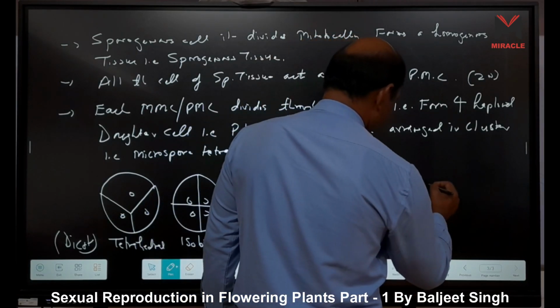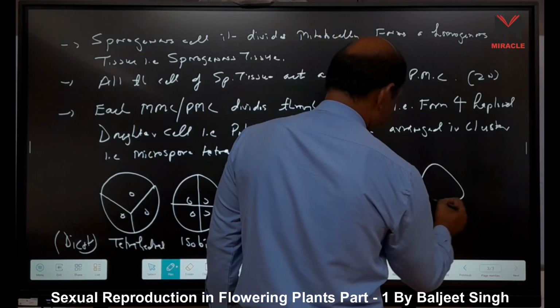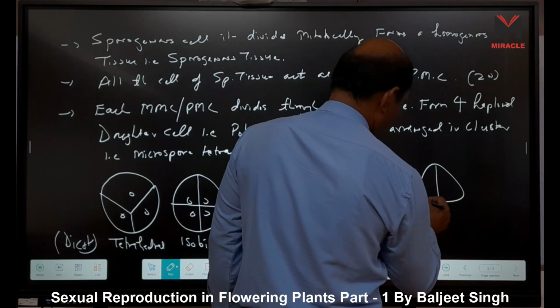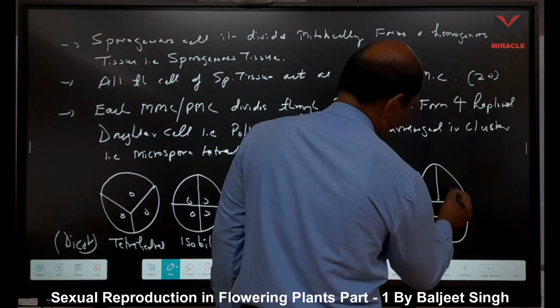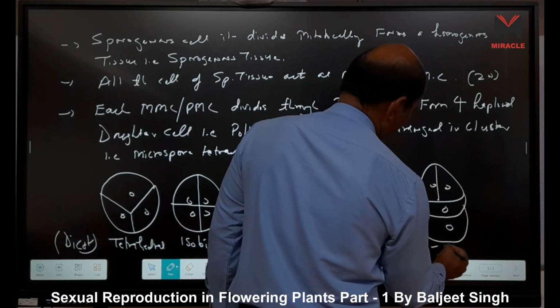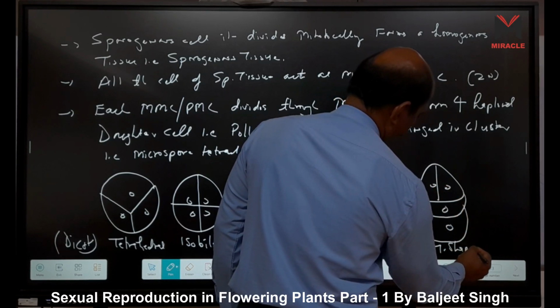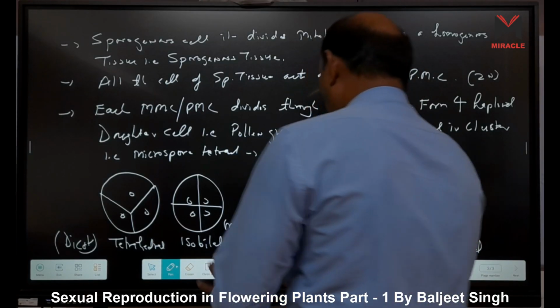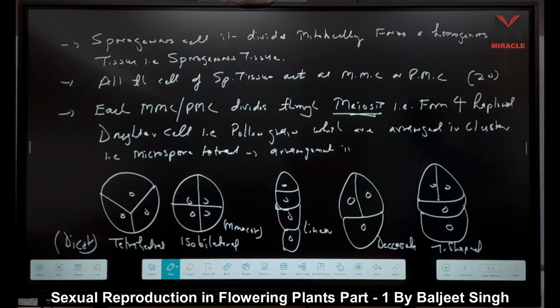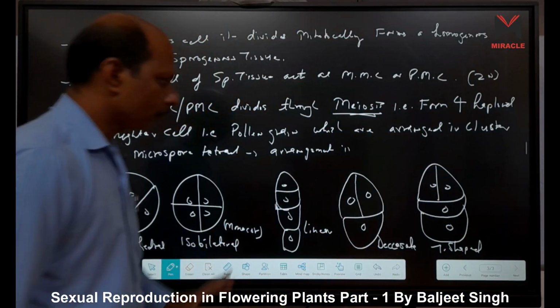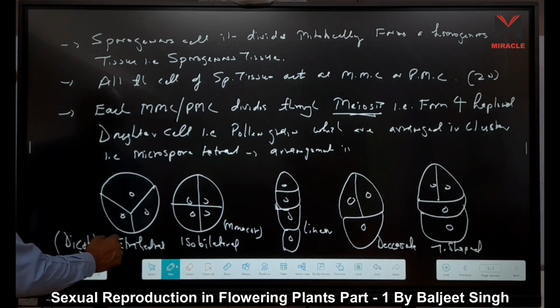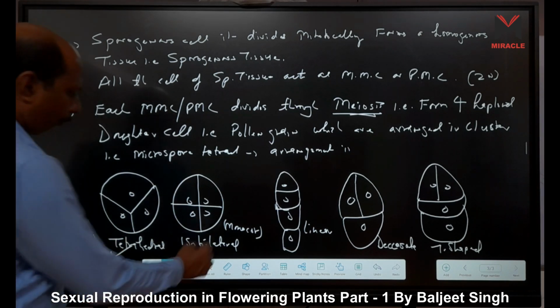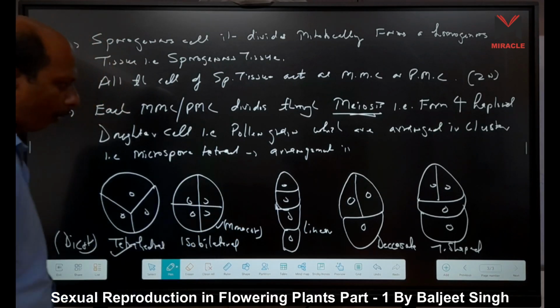Decussate. Another is here, it is called T-shaped. So different types of pollen grain arrangements are present, right? And one important thing is there: the most common in dicots is tetrahedral, and the most common in monocots is isobilateral.